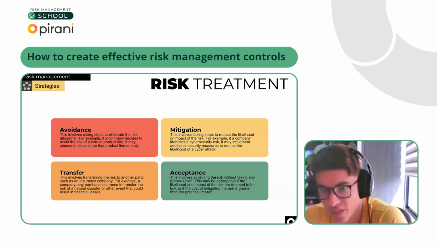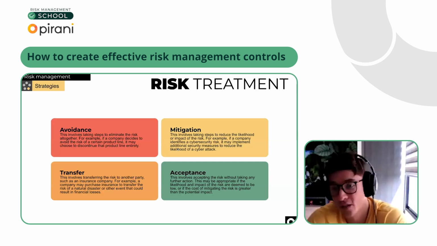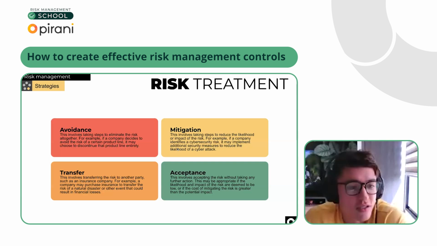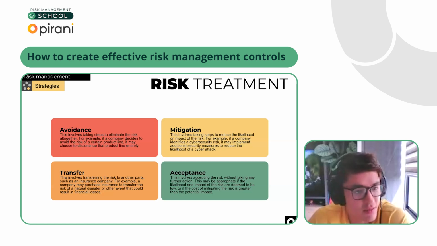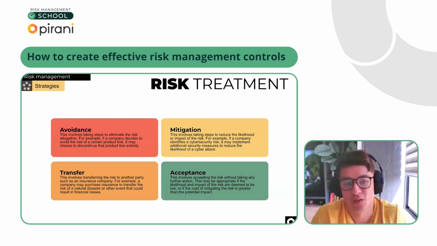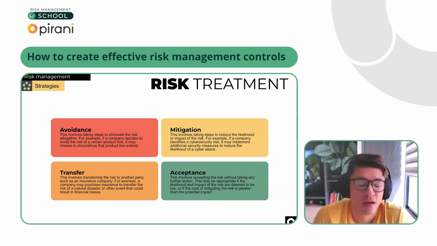What is avoiding a risk? Again, it's not eliminating the risk. Avoid is taking steps to eliminate the exposure to the risk altogether. For example, if a company decides to avoid the risk of a certain product line, it may choose to discontinue that product line entirely.